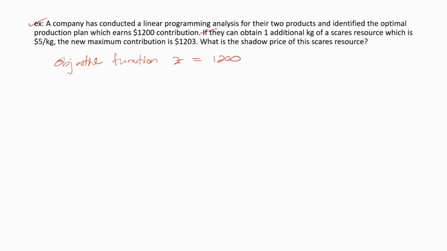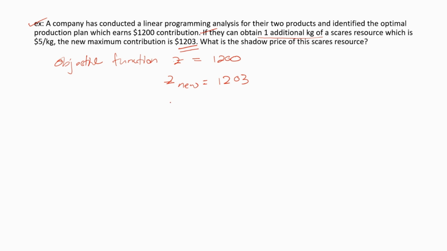If they can obtain one additional kilogram of a scarce resource, which is $5 per kilogram, the new maximum contribution is $1,203. What this means is this is the contribution that the company is going to earn if they can obtain one additional unit of scarce resource. So the new contribution will be 1203 if they can obtain one additional kilogram of a scarce resource.